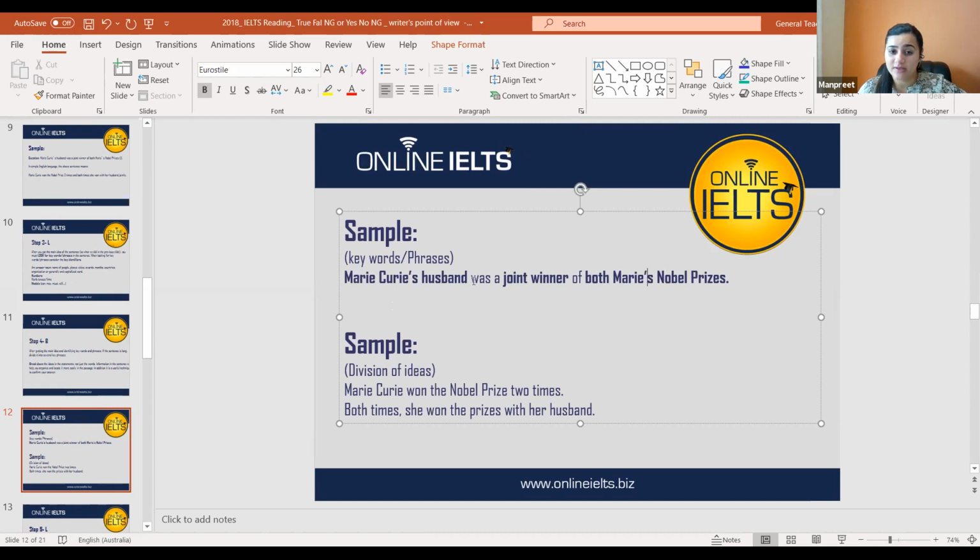Okay, so Marie Curie's husband, one keyword. Joint winner, second keyword. Joint winner of what? Both Marie's Nobel Prizes. So not just Nobel Prizes, but both of Marie's Nobel Prizes. Okay, these are the keywords. And so dividing the ideas, the first idea here is Marie Curie won the Nobel Prize 2 times, clearly, because it says both. So where do we use the word both? Can anyone tell me? Where do we use this word?